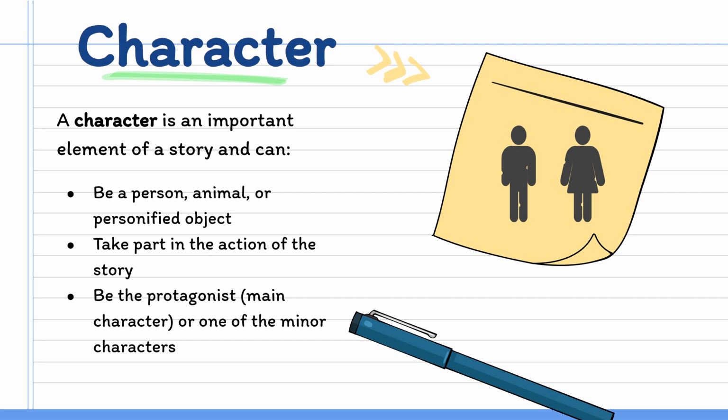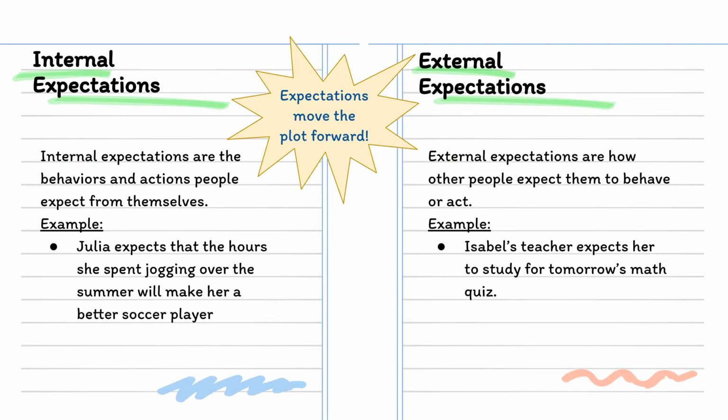So if I have a toaster and it has eyes and a mouth and it can sing and dance, that is an example of a personified object. Now, a character is going to take part in the action of the story, and they're going to be the protagonist or the main character, or they're going to be one of the minor characters. Now, characters have expectations, and these expectations move the plot forward.